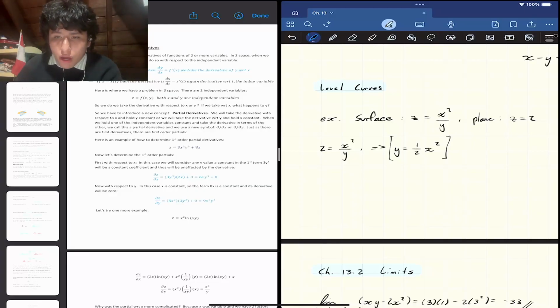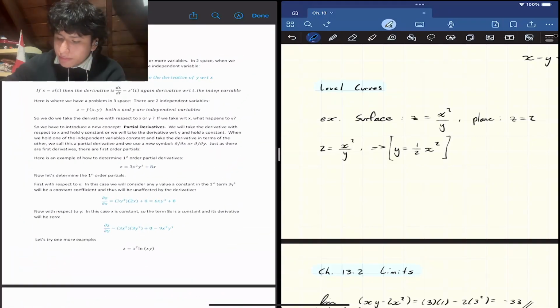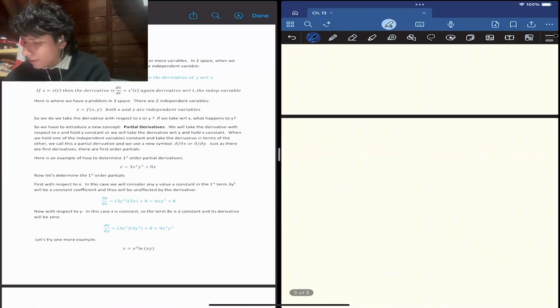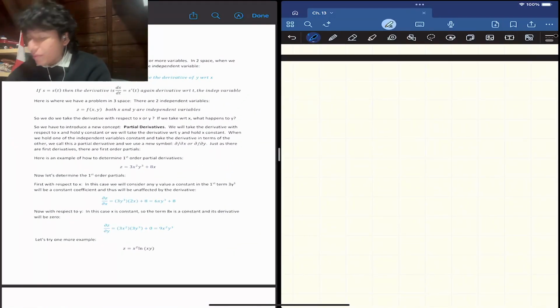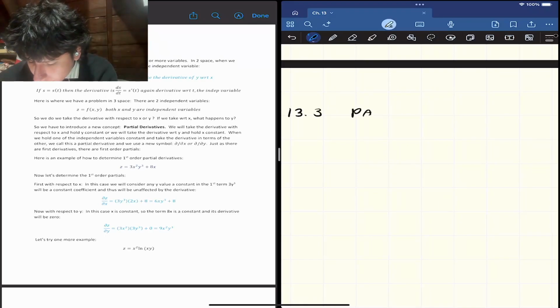Now we're going to continue on with chapter 13.3. So we're going to be looking at partial derivatives. Now, I'm familiar with regular derivatives. I don't know what it means to get a partial derivative, but I guess that's kind of what we're here for, right? But yeah, partial derivatives, right?